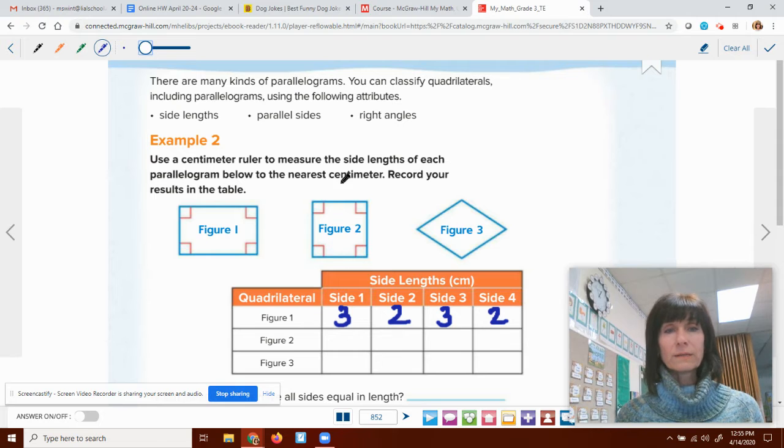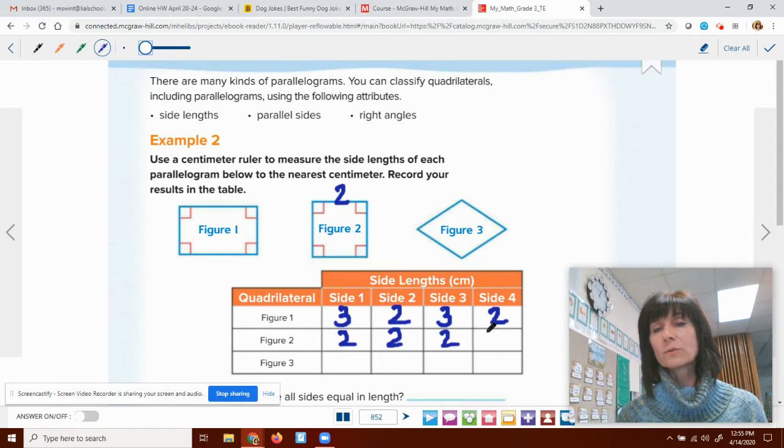If I take a look at my other ones, I'm going to say this is probably 2 centimeters all the way around for figure 2. To me, it looks like a perfect square. So we've got all our 2's. Then we had figure 3. If you take a look, I'm guessing those are also 2 centimeters. So I'm going to make them all 2.